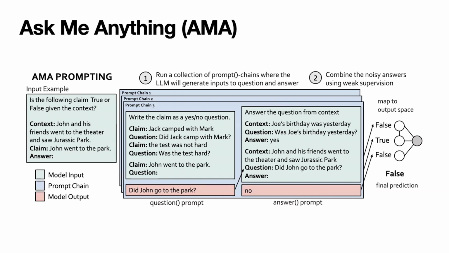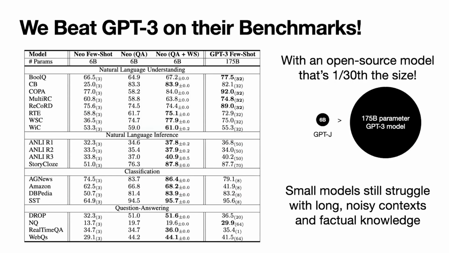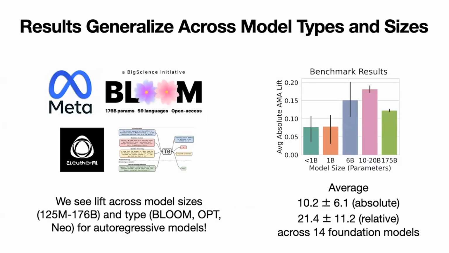AMA is inspired by our understanding of how foundation models are trained and the biases this leads to, as well as principled mathematical tools. Again, in evaluations, AMA enables an open source model to outperform OpenAI's 30 times larger closed source model on many diverse benchmark tasks. We further show the improvements are general through evaluations on 14 unique language models, ranging from 125 million to 176 billion parameters in size. Though there are still different error modes, which are discussed further in the paper.